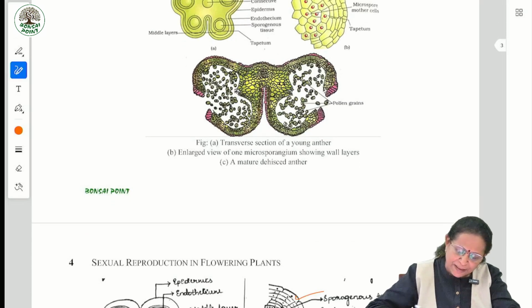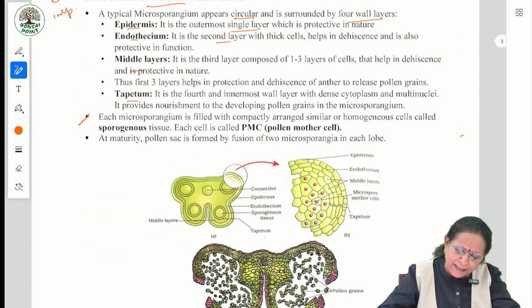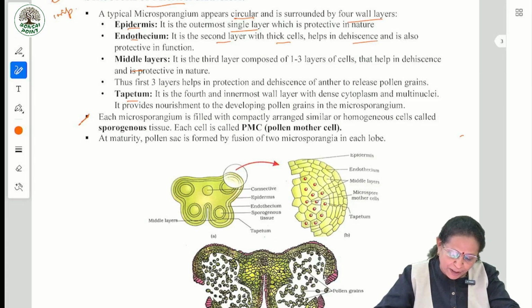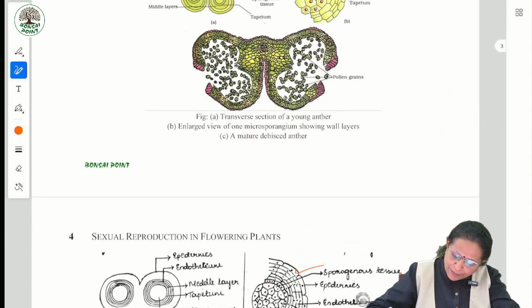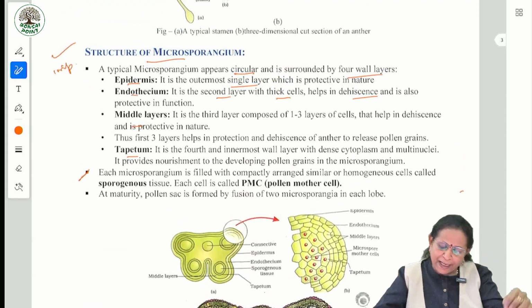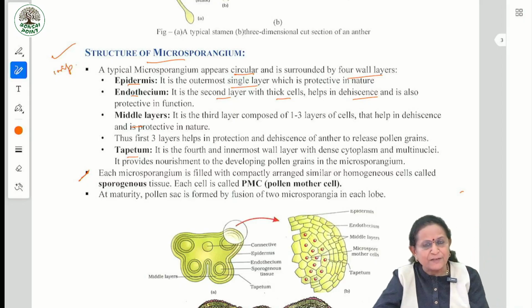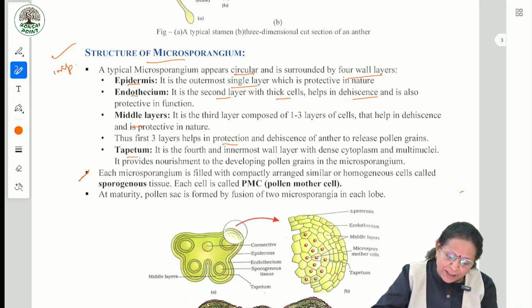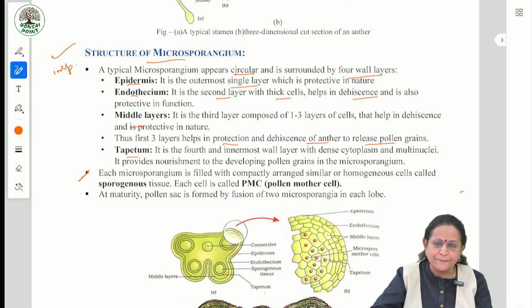Followed by that, we see the presence of endothecium, the second layer, with thick cells which helps in dehiscence of the anther and also in protection. In the middle layers, 1 to 3 layers of cells are present. They also help in dehiscence of the anther and are protective in function. Thus, the first 3 layers help in protection and dehiscence of the anther, that means to release the pollen grains.